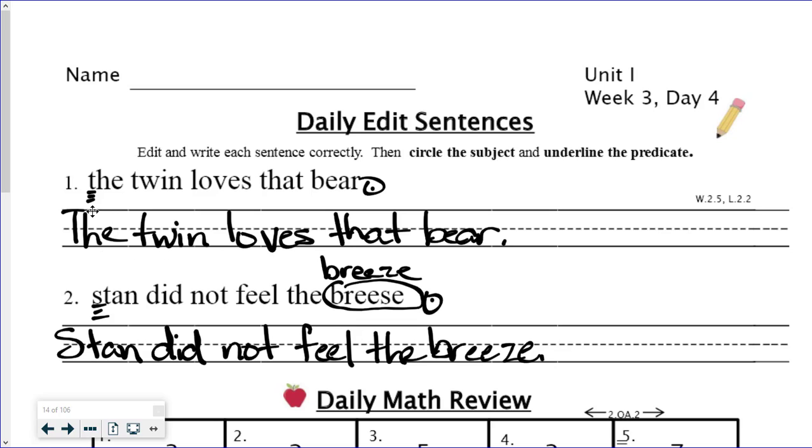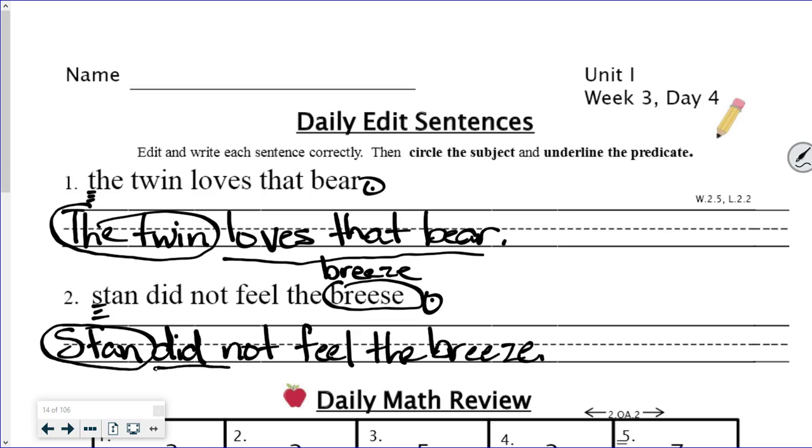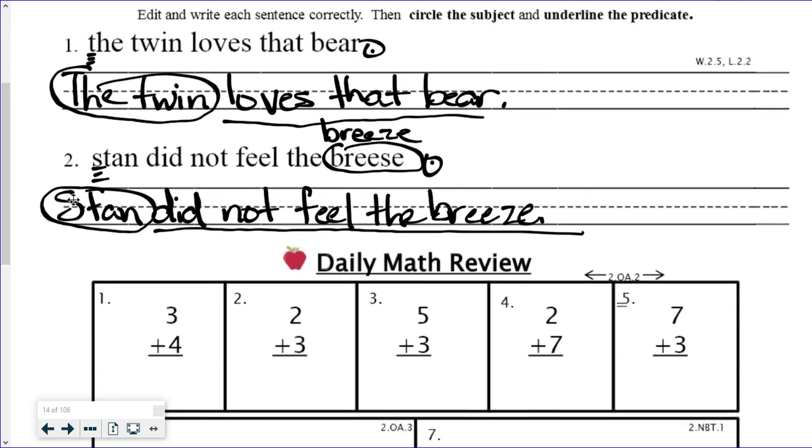So the twin loves that bear. The sentence is about the twin, and loves that bear is our predicate. Stan did not feel the breeze. Who or what did not feel the breeze? Stan. The predicate is did not feel the breeze. Move down to the daily math review.